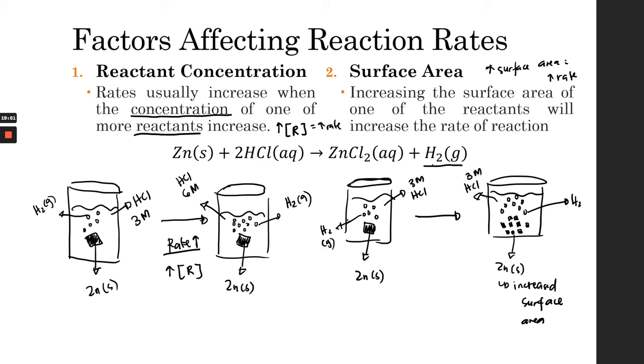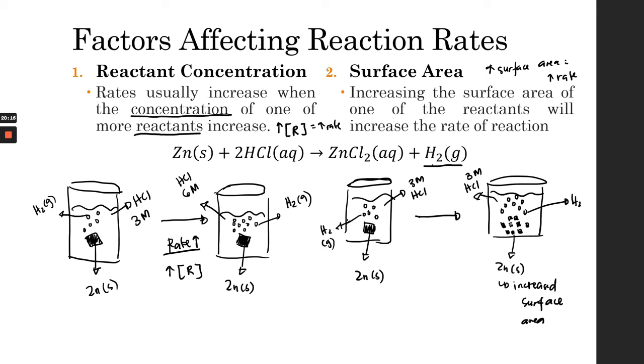So we know that in chemistry, reaction is basically atoms bumping. By increasing the molar concentration of HCl here, we have more molecules of HCl bumping onto this block of zinc solid, and more bumping of those HCl molecules will increase the production of hydrogen gas.